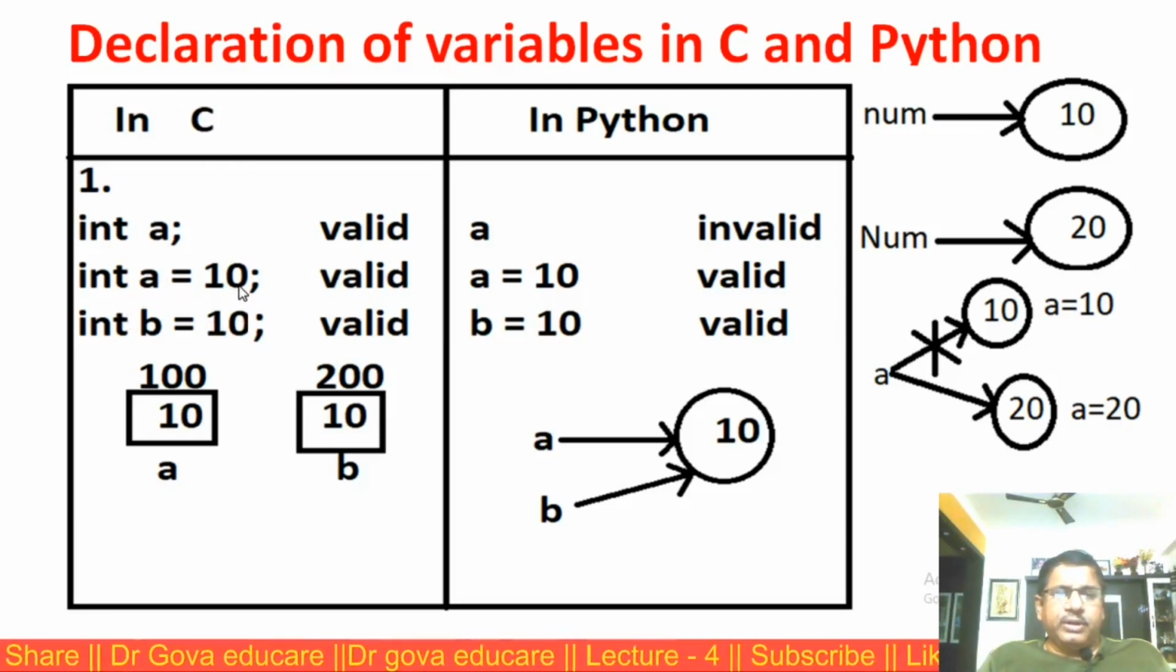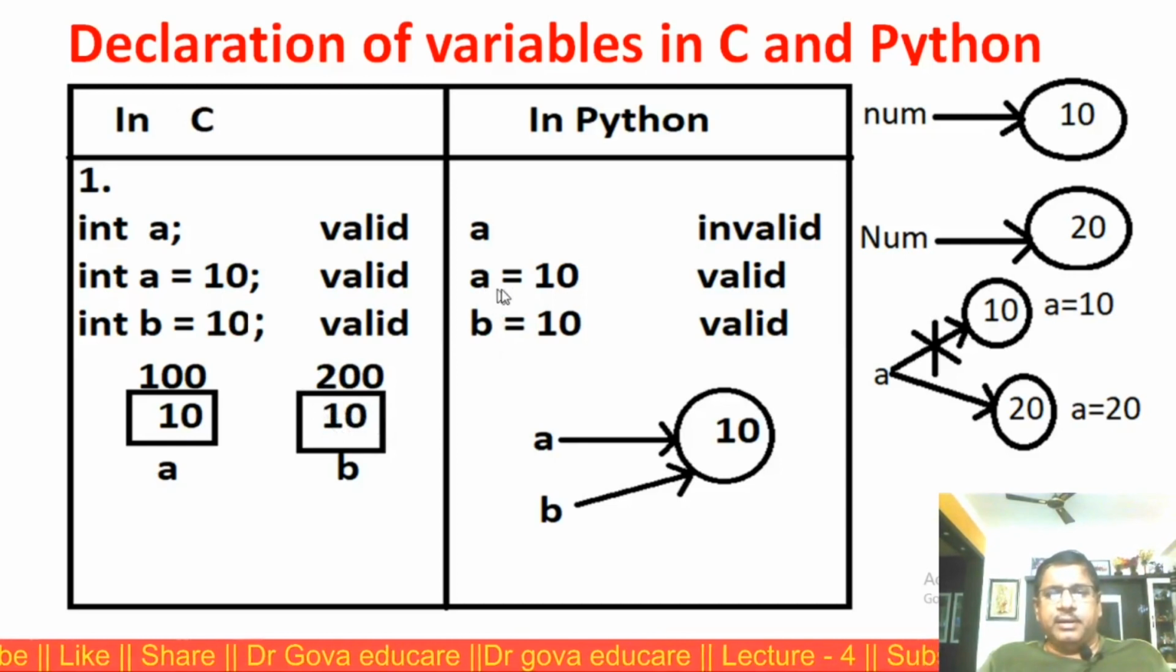int a = 10. Now the compiler allocates 2 bytes of memory for the variable a at location 100. It is assumed 100 is an address location. The value is stored here. int b = 10. The compiler creates 2 bytes of memory for the variable b at address location, assuming 200 is the address location, and the value 10 is stored here.